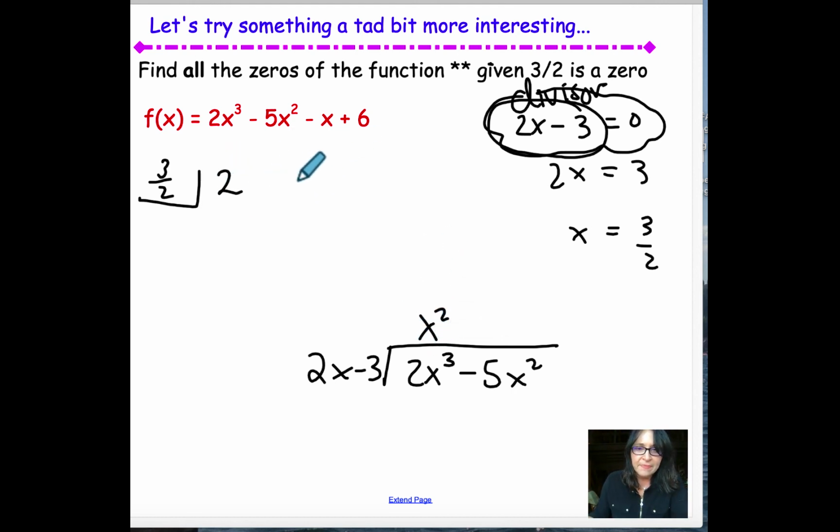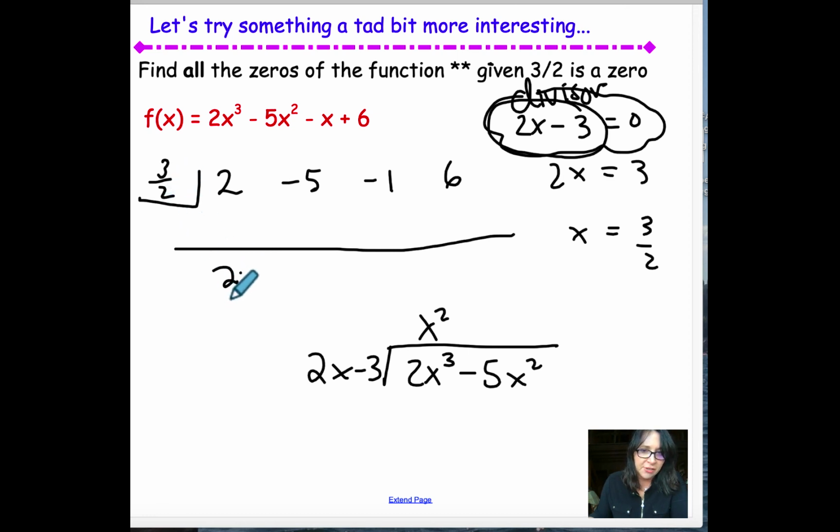So we have 2, negative 5, negative 1, and 6. So this is how it works. You add down, and then you divide by the value down here. So that's going to be 2 divided by 2, which is 1. So now I'm going to go 3 times 1, which is 3. I'm going to add down, I get negative 2. Don't forget, you still have to divide by 2. So my next term is negative 1. Negative 1 times 3 is negative 3. Add down, I get negative 4. Still have to divide by 2, and I get negative 2 as my next term.